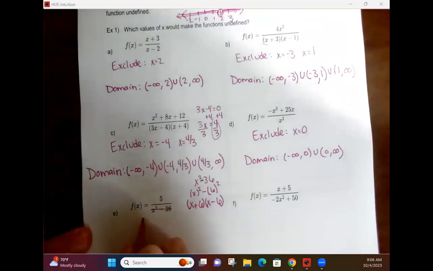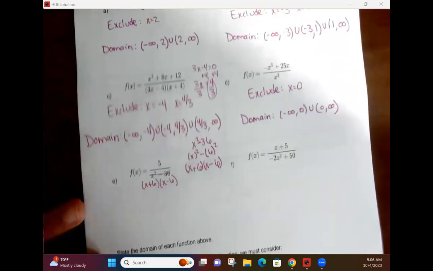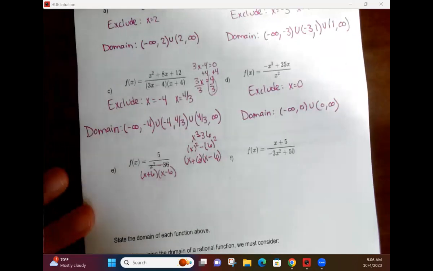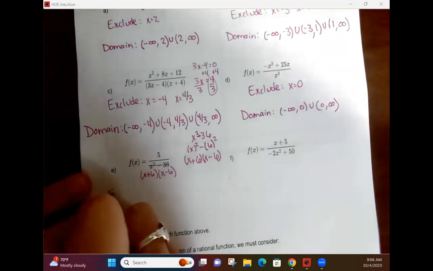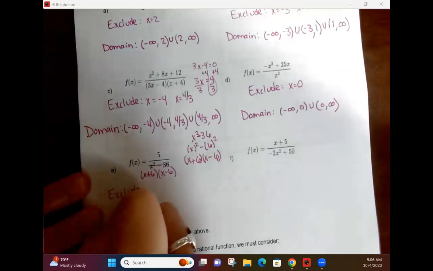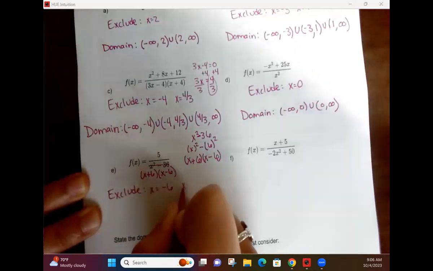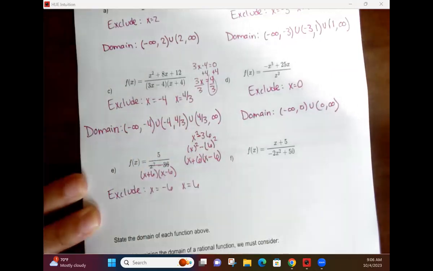So I'm going to write my factored form for this because it's going to make it a little bit easier for me to see what my excluded values are when I've got these linear factors rather than something squared. So I can see here that I want to exclude x equals -6 and x equals +6.